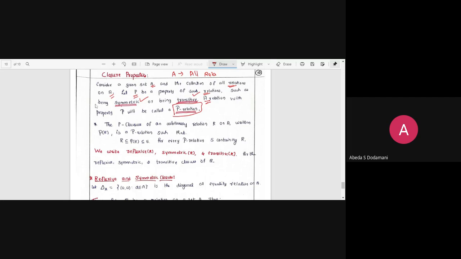So what this definition is talking about: there is a set A and I consider a collection of all the relations on it. On this set A, I'm taking all the possible collections. On R, I consider one property, whether it has to be symmetric or transitive, any one of them. Then this relation together with this property is called a P relation. Are you following, guys, the definition?